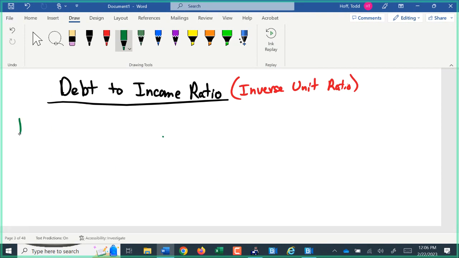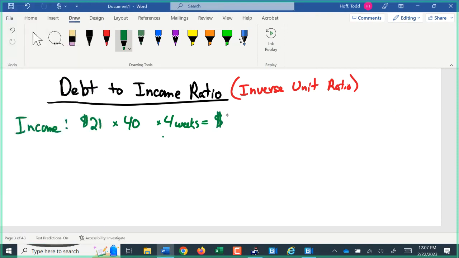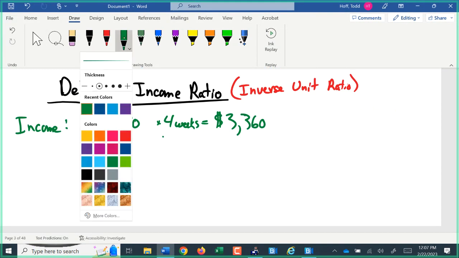So let's start with your income. Let's just say that you make $21 an hour times 40 hours a week times 4 weeks in a month. So what does that come out to be? Like 33.50, something like that, 33.60. 21 times 40 times 4, yeah, 33.60. So it's $3,360 a month in income. Well, then debt.